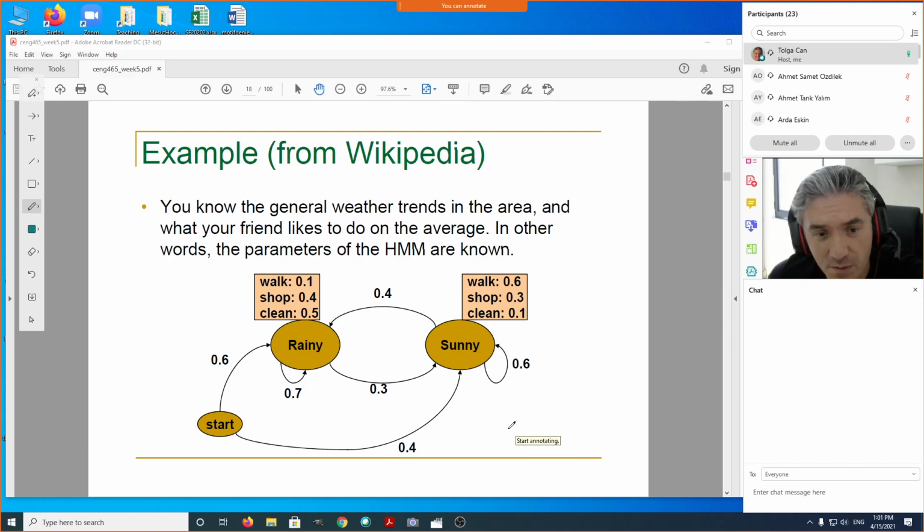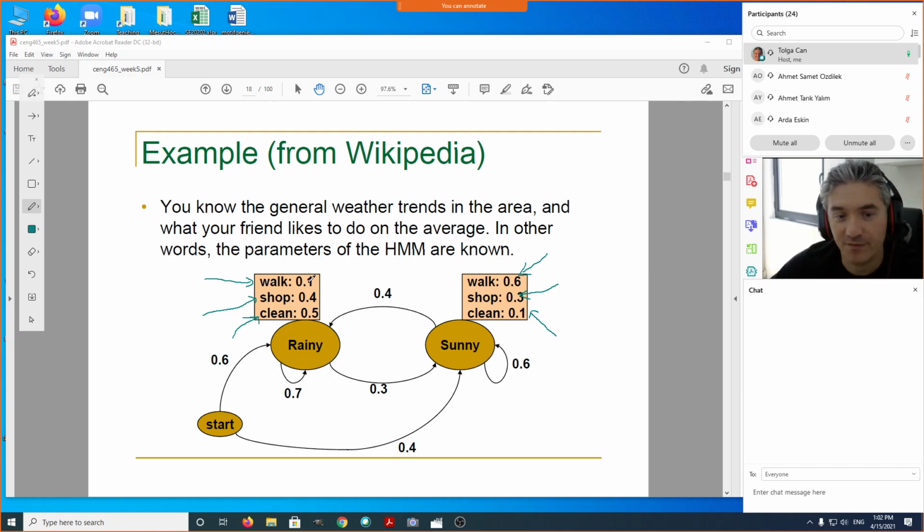So our friend probably lives in England, right, with mostly rainy days and continued rainy days, and seeing the sunshine has a lower chance. And when the day is sunny, our friend walks in the park with 0.6 probability, shops with 0.3 probability, and with 0.1 probability he cleans his apartment. And if it's a rainy day, it's mostly cleaning, and then maybe some indoor shopping, 0.4. And if it's rainy, a walk in the park is low probability. Okay, so this is what a hidden Markov model looks like.